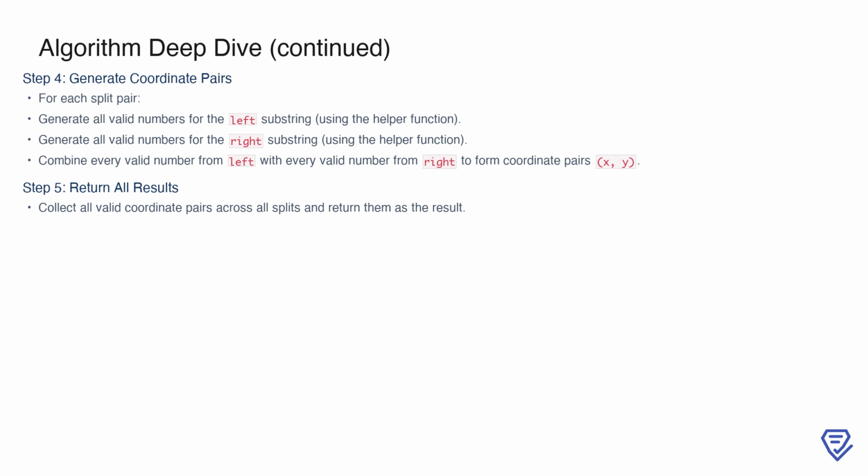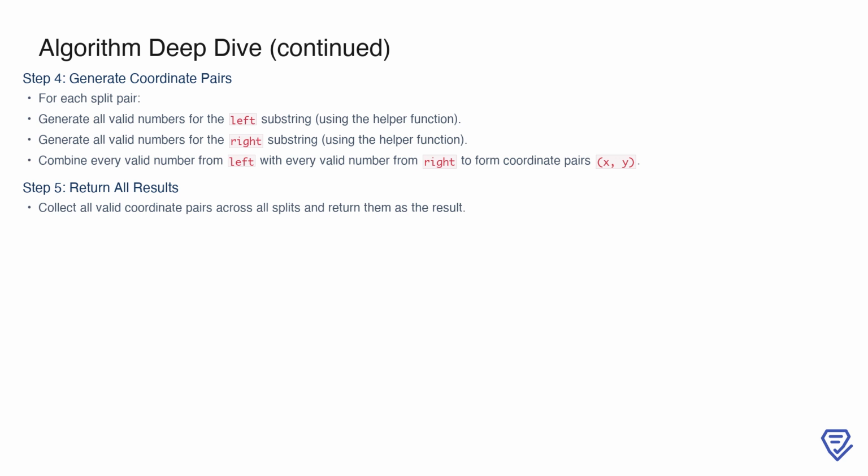After splitting the string into two parts, the next step is to generate coordinate pairs. For each split, we use the helper function to generate all valid numbers from the left substring and all valid numbers from the right substring. Once we have these valid numbers, we form coordinate pairs by combining each number from left with every number from right. For instance, if left generates the numbers 1 and 1.2, and right generates 34 and 3.4, the resulting coordinate pairs would include (1, 34), (1, 3.4), (1.2, 34), and (1.2, 3.4).